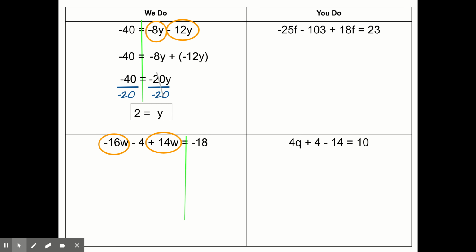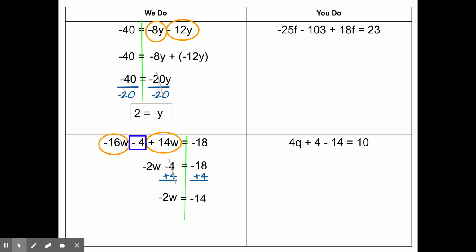We have negative 16w plus 14w. If I just look at the coefficients, negative 16 plus 14 is negative 2. So negative 2w, and I only have one constant, so negative 4 equals negative 18. Now, if I go reverse of my GEMDAS, if I do SADMEG, the first thing I'm supposed to do is subtraction and addition. So I do have a minus 4 here. To undo minus 4, I add 4. I have to add 4 to both sides. It reduces to 0 on the left, so we're left with negative 2w. And on the right, we have negative 14.